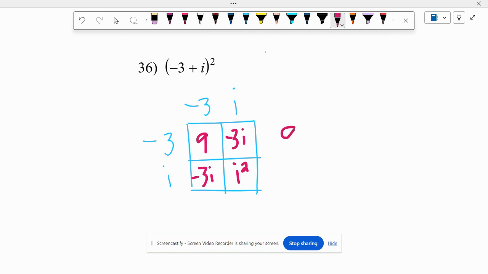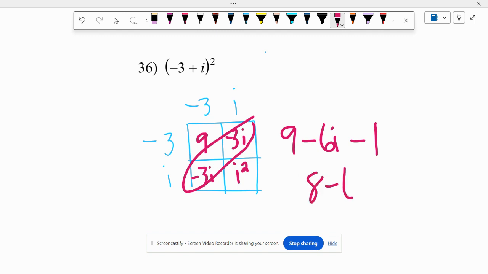So let's see. 9. What's negative 3i and negative 3i, Trey? Okay. And what does i squared equal? It equals negative 1. So what's 9 minus 1? 8. 8 minus 6i.